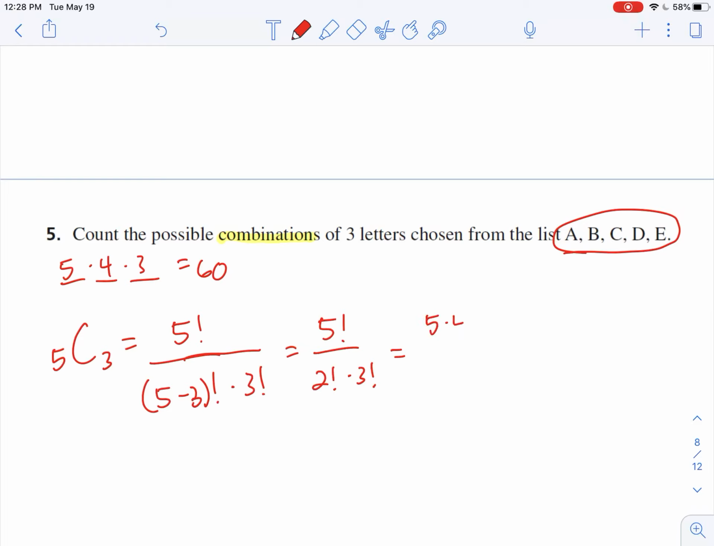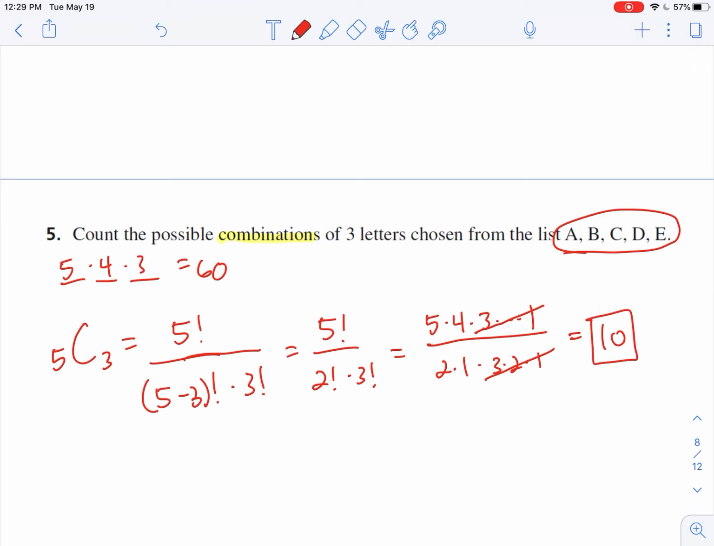Let's just write this out. I've got 5 times 4 times 3 all the way down to 1 on top. On the bottom I've got 2 times 1 times 3 times 2 times 1. Well, the 3 factorial down to 1 will cancel with the top. And of course, the 4 on the top and the 2 on the bottom will also reduce. So we're looking at 20 divided by 2. There are 10 different 3-letter combinations when choosing from A, B, C, D, or E.